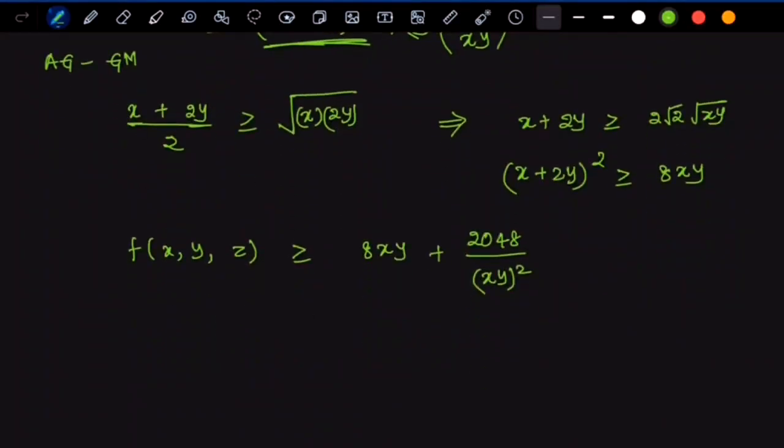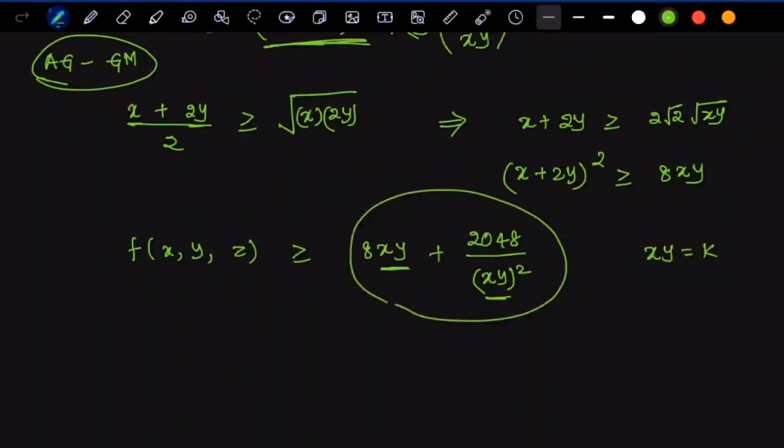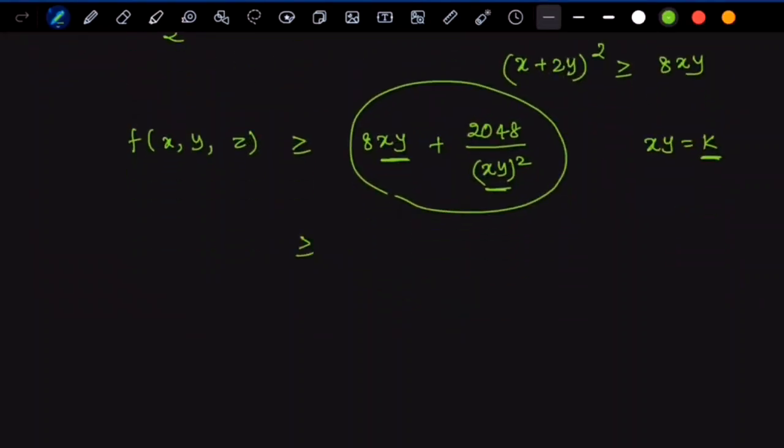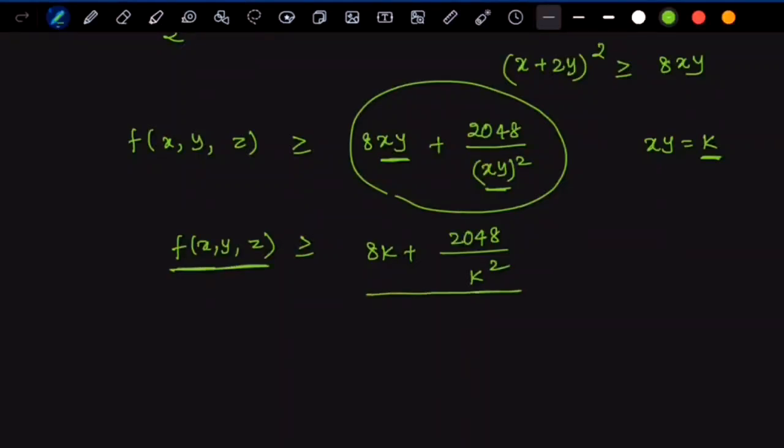So now you might be wondering why I used the concept of AM and GM. That is because I wanted to generate this term xy. So now you have xy. If you put xy equals k, this function will turn into a single variable function. So this is greater than or equals to 8k plus 2048 upon k square. So if f is greater than this particular quantity, f is also greater than the minimum value of this particular quantity. So we have to find out the minimum value of this particular function.